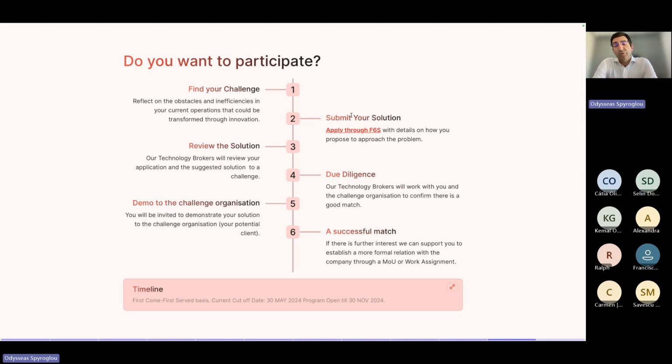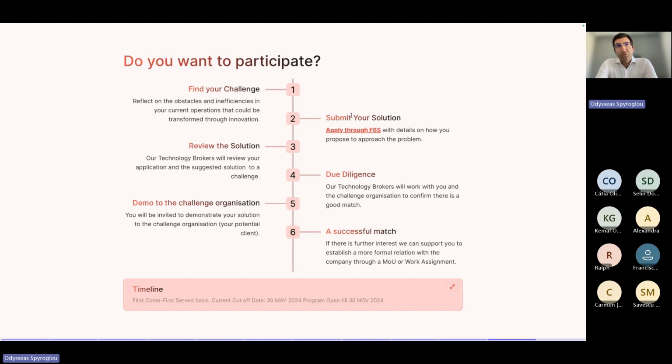After that, our technology brokers will review the solution, the service or product that you have suggested, or the idea that we have suggested, and can solve this problem. They do their due diligence with you. They call you. You will be able to present the product or service to them. They need to understand it, and then if they see that there is a good match, then they will arrange for a demo with the challenge organization.